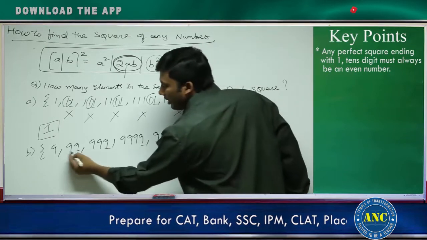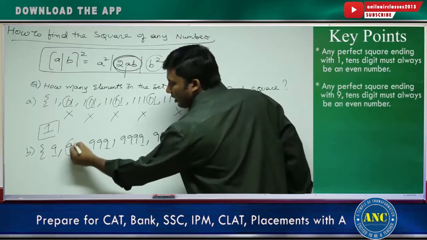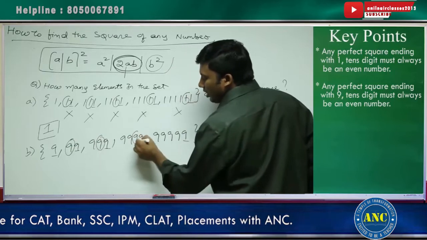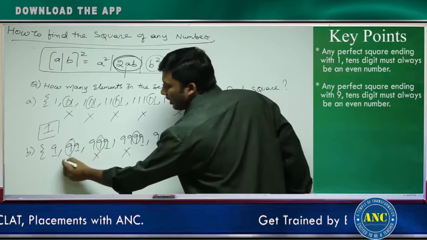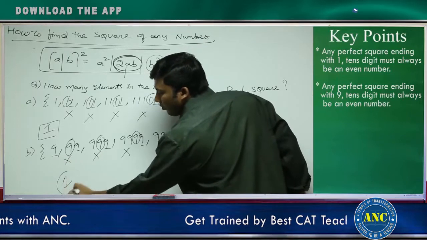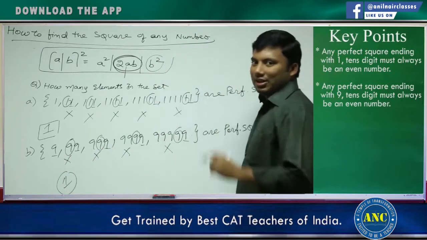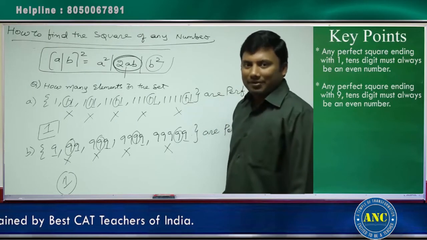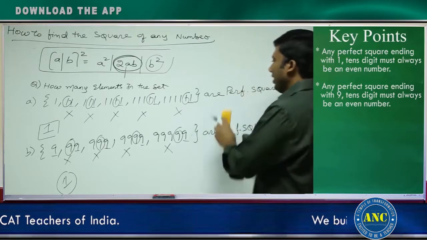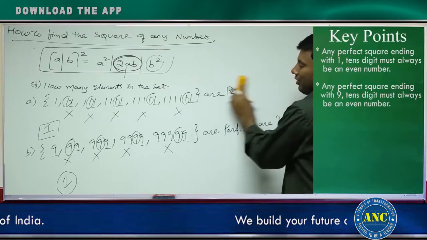The tens digit should be an even number. So therefore, this is not possible. This is not possible. What will be the answer? Again, there is only one number, that is 9. This is an extension of our logic, how to find the square of a number. Now, let us increase the level of difficulty from this concept.